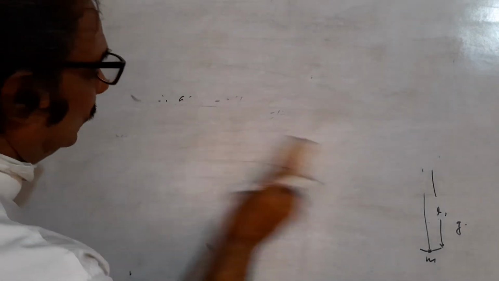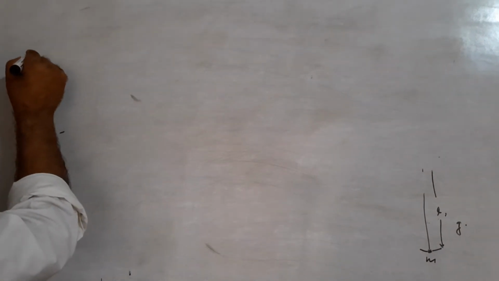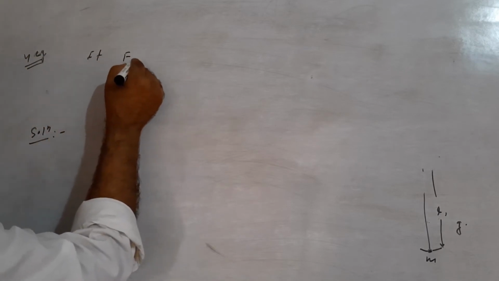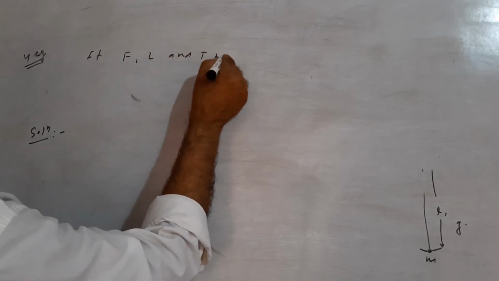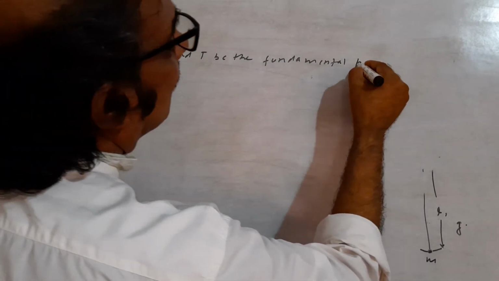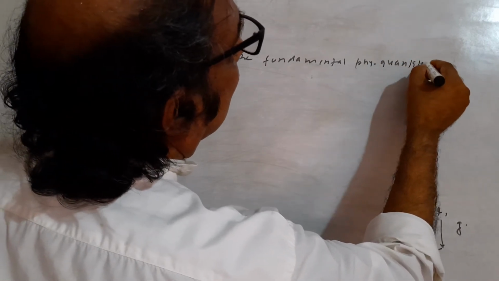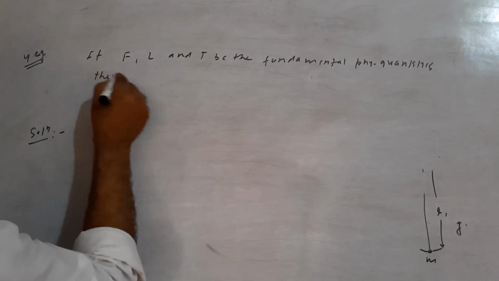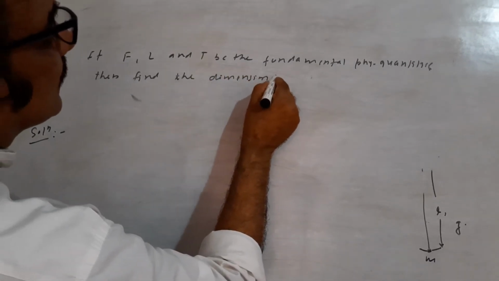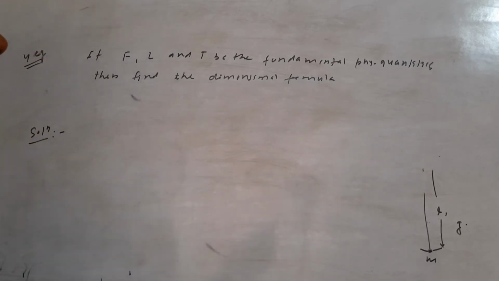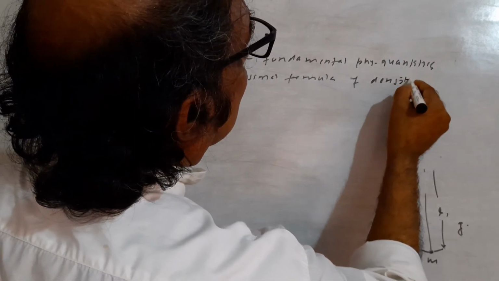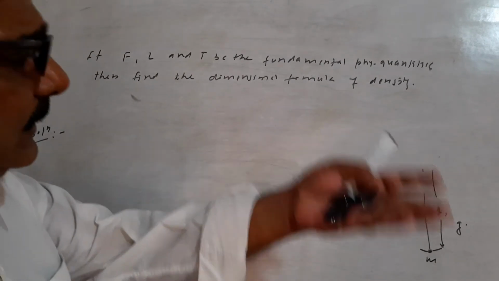Now consider example number 4. If force, length and time be the fundamental physical quantities, then find the dimensional formula of any derived or fundamental physical quantity, like density, and not only density, whatever the different physical quantity, either fundamental or derived.